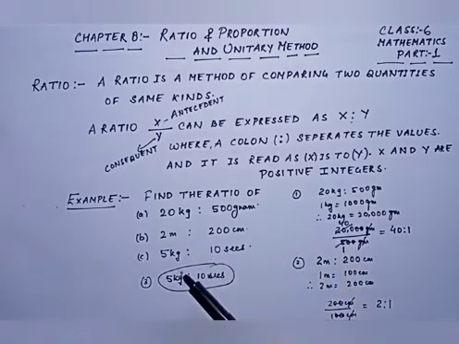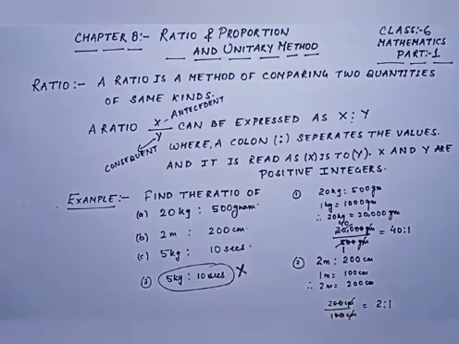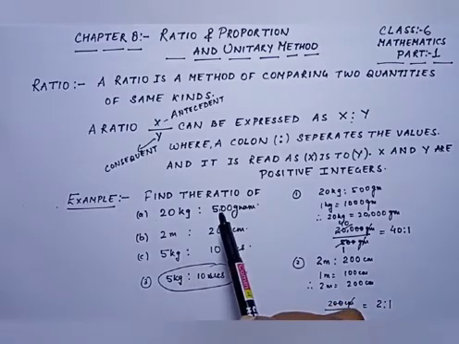But in the third example, 5 kg is to 10 seconds. Over here, we cannot convert kg into seconds or seconds into kg. So this is not a ratio. It cannot be expressed in the form of a ratio because we cannot convert the units and we cannot make the units the same. I hope it is clear to everyone.